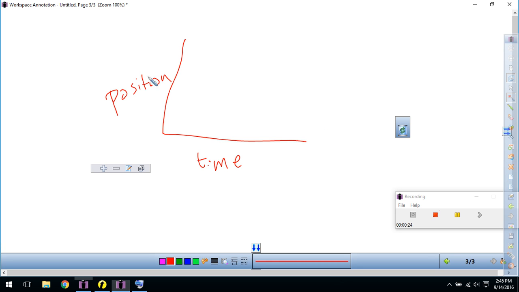So if you look at this one, it's a position versus time. It could have been velocity versus time. Could have been distance versus time. Could have been speed versus time. But you've got to check out what the x and y axes are telling me. All right, so when I look at it, it looks something like this.